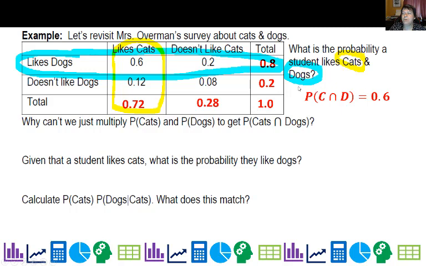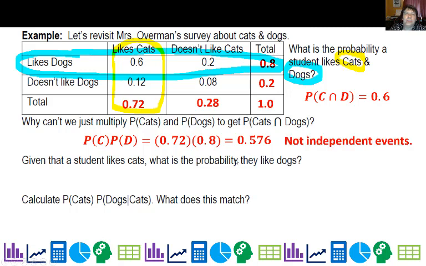Now, can we just multiply the probability of liking cats times the probability of liking dogs to get that 0.6? Well, the probability of liking cats is 0.72. The probability of liking dogs is 0.8. When I multiply those two together, I don't quite get 0.6. And why is that? Well, these two are not really independent. There's an association between them.